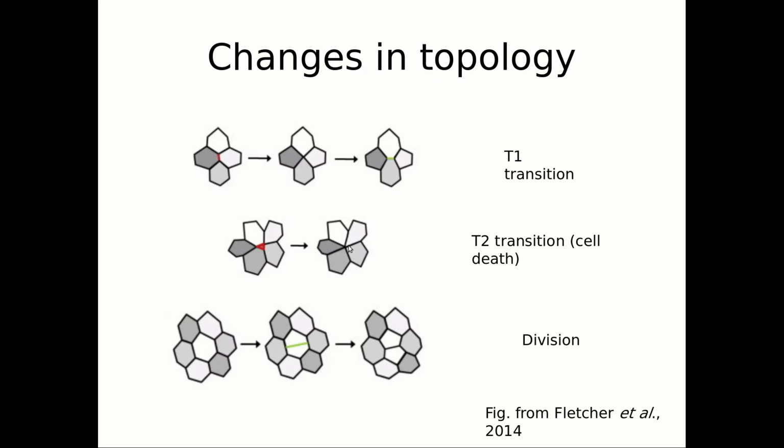The model also includes changes in cell topology. For instance, T1 transitions, which I already explained in another video, which is simply a change in neighbors. Like here, horizontally, the left and the right cell stop being in contact, and the upper and lower cell come to be in contact. Then T2 transitions, or cell extrusion, where one cell gets smaller and smaller until it is extruded from the tissue. And finally, cell division, which can be oriented according to Hertwig's law or other factors.